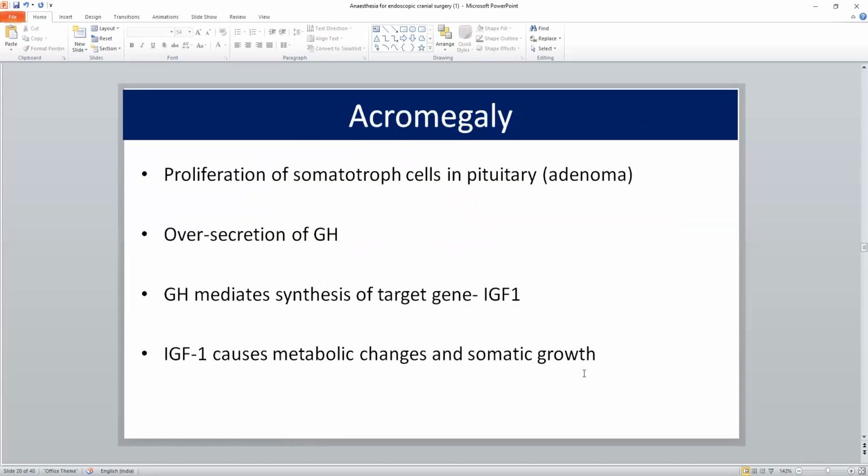The next pathology for which endoscopic pituitary surgery is performed is acromegaly. This is a result of proliferation of the somatotroph cells in the pituitary adenoma, which can result in oversecretion of growth hormone. Remember that growth hormone mediates the synthesis of target gene insulin-like growth factor 1, and this brings about the metabolic changes and somatic growth, which can also contribute to mortality.